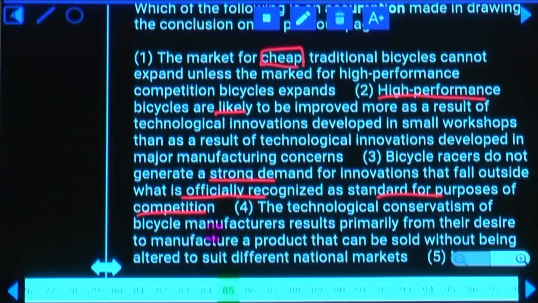Isn't it? Now sure, these bicycle racers do not generate a strong demand. Though they were interested in this one, they cannot use those vehicles. Why can they not use those vehicles? Because a competition is to check how fit that person is, isn't it? Not how expert that person is at using an advanced cycle.